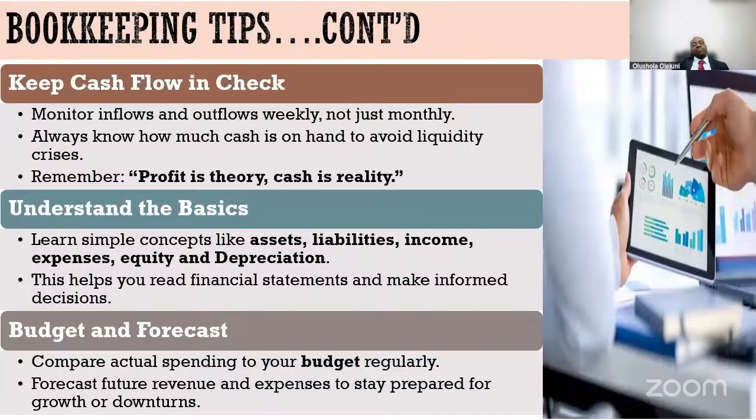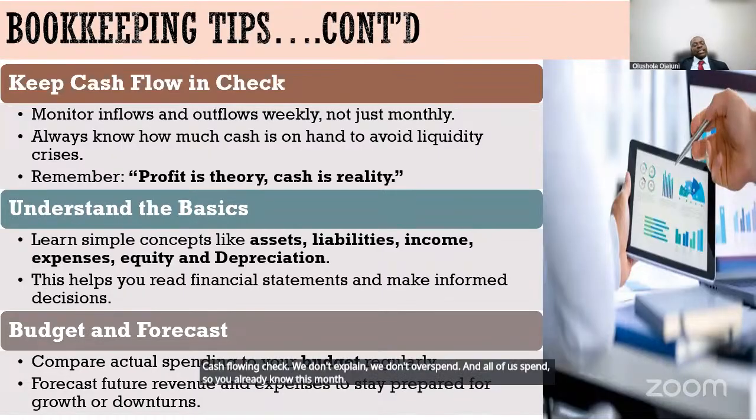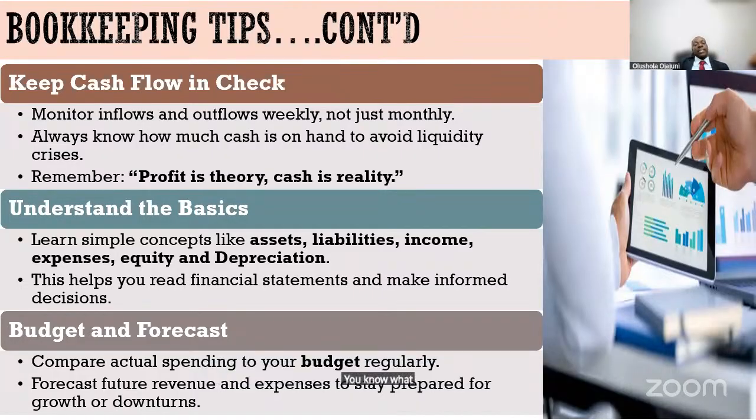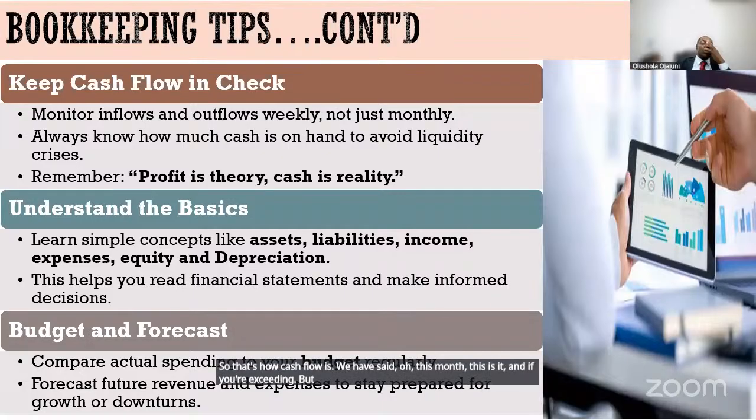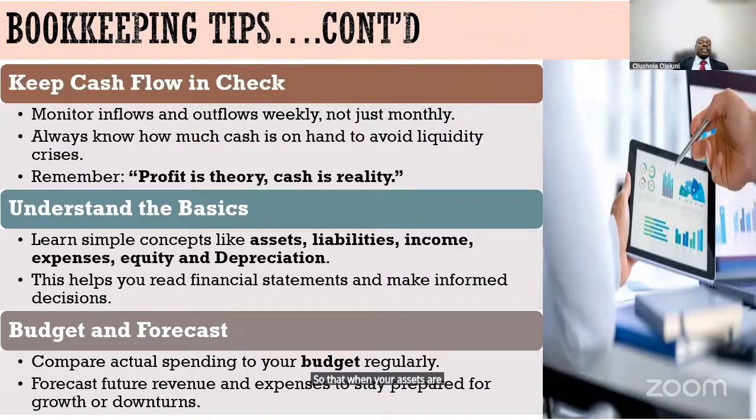Keep cash flow in check. You don't overspend. So you already know this month you must not exceed this. It's just like some of us that have children in school. You know what your pocket can carry. Abi? So you know the schools your children can go to or not. So those are the kind of things, I know how well I can afford this. So that's how cash flow is. You have said, "Oh, this month, this is it. We should not exceed it." But the inflow should be the one you prioritize, so that when your assets are sweating to make the money, then you know that, oh, you are really doing well.